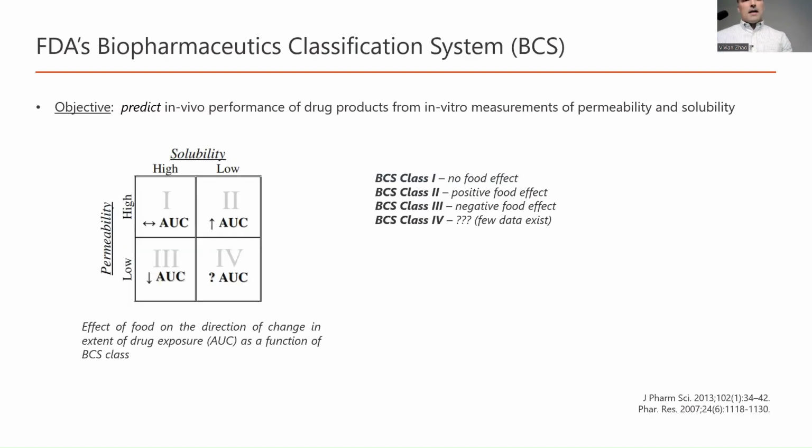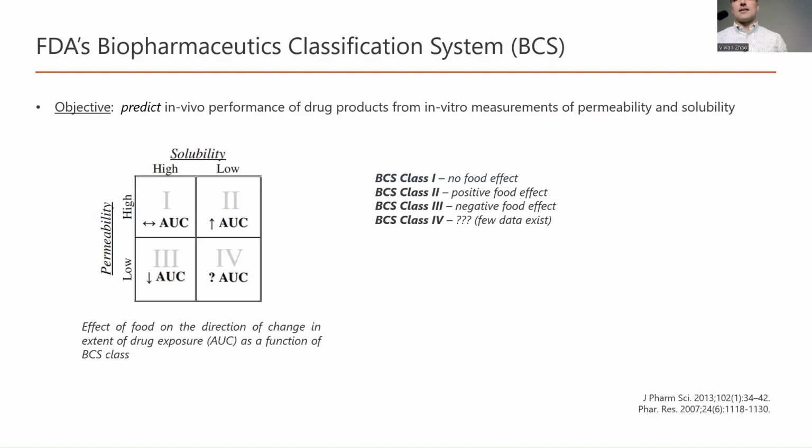As far as FDA's biopharmaceutics classification system, its objective is to predict the in vivo performance of a drug product from in vitro measurement of permeability and solubility. It's easy to measure a drug's permeability and solubility, and based on that, to determine what impact, if any, food will have. So if we could see the 4 classes, BCS class 1, 2, 3, and 4, we're looking at the effect of food on the direction of change and the extent of drug exposure as a function of BCS class.